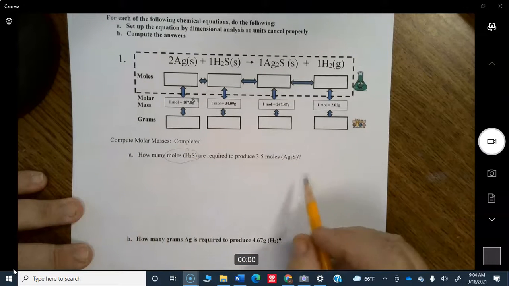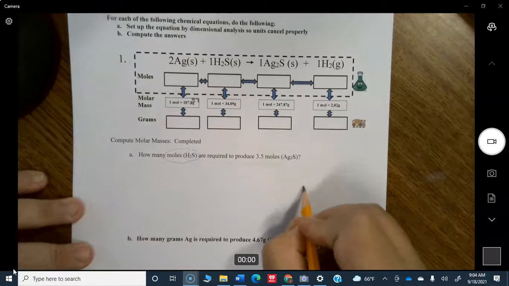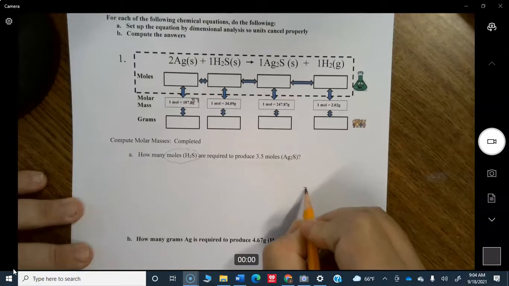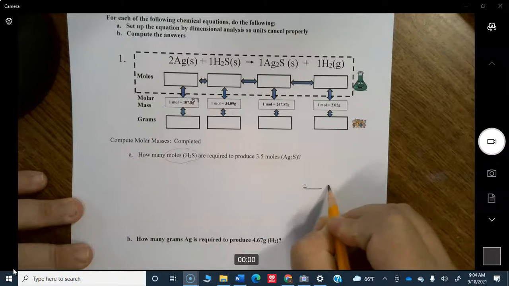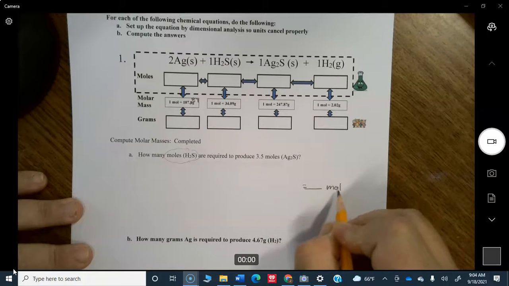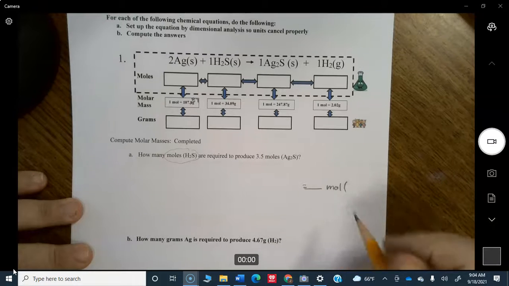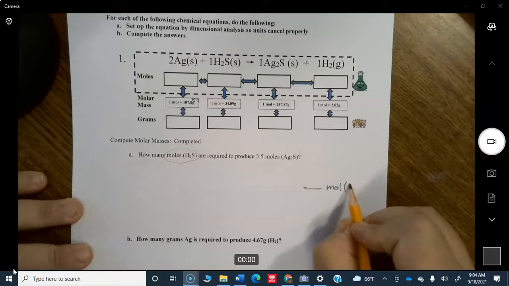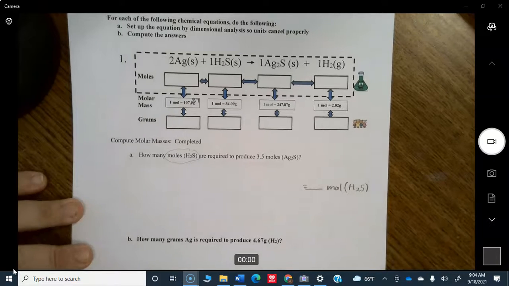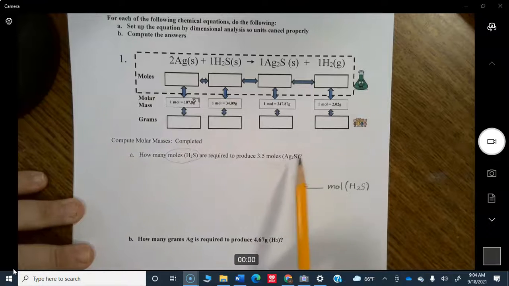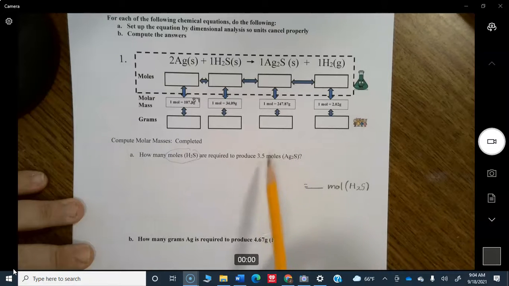So what you do is you go way over to the right. You draw an underline where your final answer is going to go, and an equal sign there. And then the substance, and then the unit of measure, which is moles. You don't put an S on the end of moles even when it's plural. It's just mole, M-O-L. And it's H2S. So that's what you're looking for. What you're given to start with is whatever the number is. You have a number here, 3.5 moles of Ag2S.